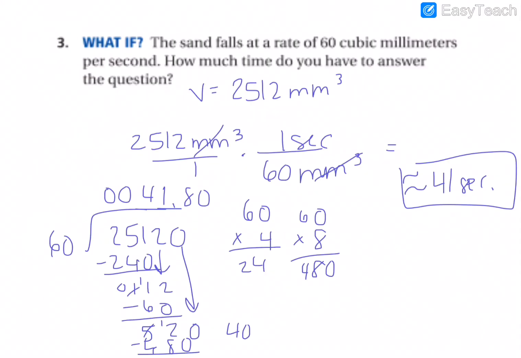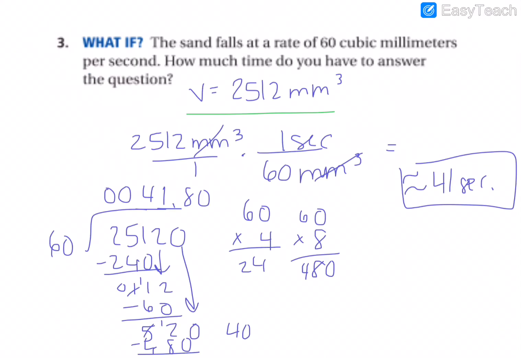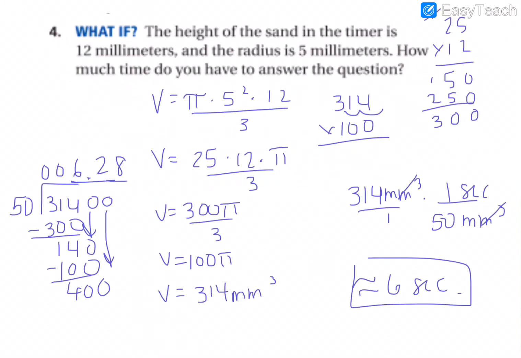All right, so here we are. This is our number 3 at the same volume as we had for example 3, 2,512. And we should get approximately 41 seconds. And for the second one, when we're starting all over, we get the volume, but we need the rate. So we are saying approximately 6 seconds. Okay.